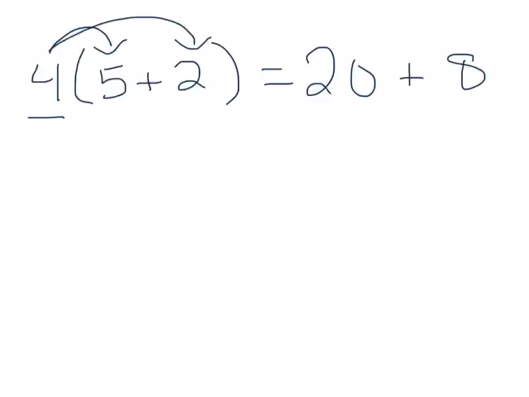8. So if we were to simplify the left side of the equation using the order of operations, we would start by adding the 5 and 2 together, and then we'd finish by multiplying 4 times 7. This is 28. Or we could have distributed first by multiplying the 4 times the 5, then adding it to the product of 4 and 8.